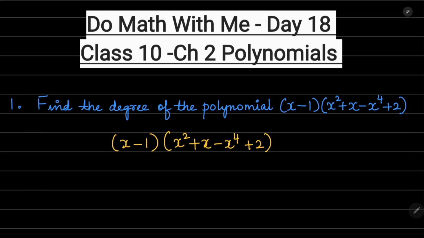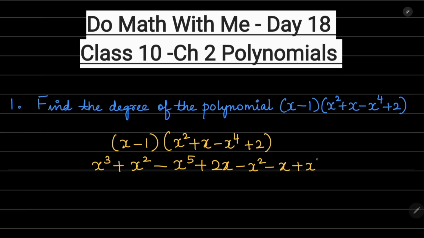So x into x square is x cube. I hope you are able to understand. X into x square, I have written x cube. X multiplied by x is x square. So plus x square minus x to the power 5 plus 2x. So I have multiplied x with all the 4 terms of the second expression. Now I am going to multiply minus 1. So minus 1 into x square is minus x square, minus x, minus into minus is plus x to the power 4, and then minus 2.